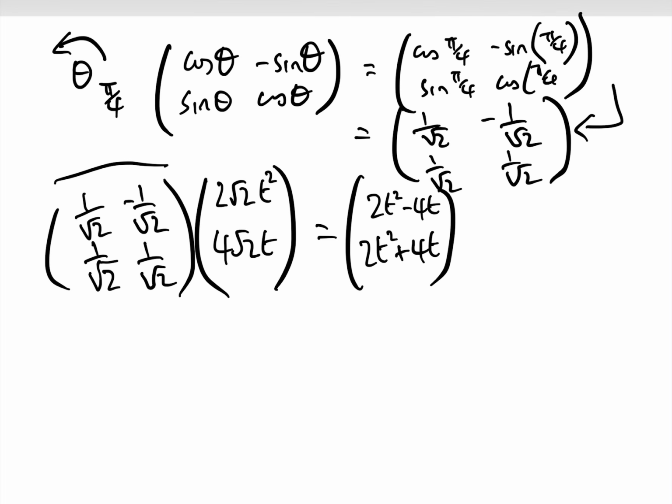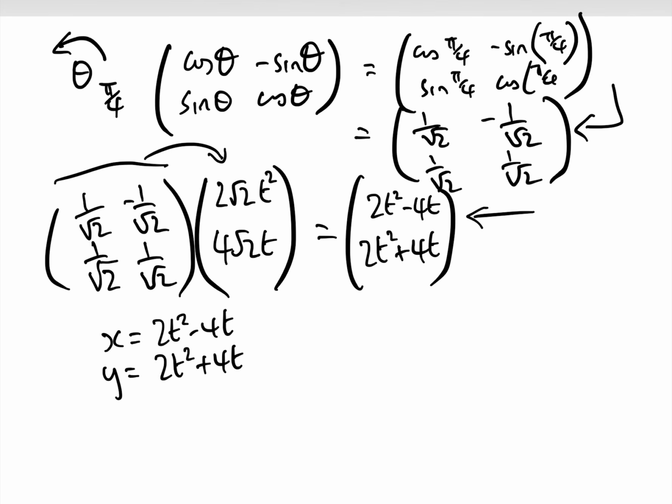And if you don't know how to multiply a matrix by coordinates, then maybe go and have a look at our Agresty Academy video on that. Okay, so now we have the coordinates of the rotated parabola: x equals 2t squared minus 4t and y equals 2t squared add 4t, and we have to get the Cartesian coordinates of that.